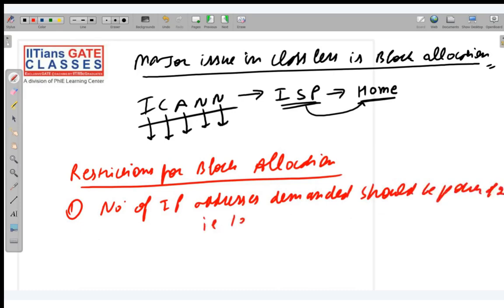So if some organization or ISP needs 1000 IP addresses, what will you give? 1024. If somebody wants 200, you will give 256. If somebody wants 500, you will give 512, and so on. So the number of IP addresses demanded should be a power of 2. That is the first restriction.